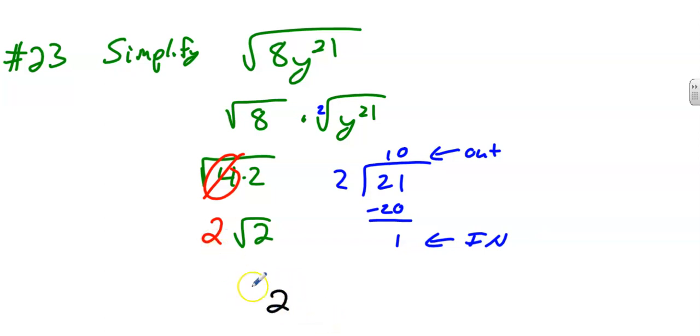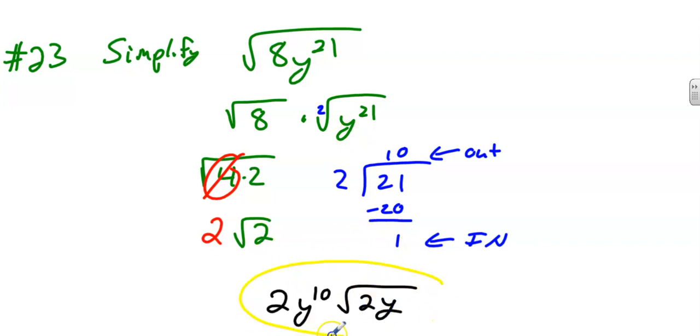So we got the 2 that's on the outside from here. For this one, we're going to have y to the 10th that's going to make it out. On the inside, we have this 2, and we're still going to have 1 more y that's going to be left over. And that would be our final answer.